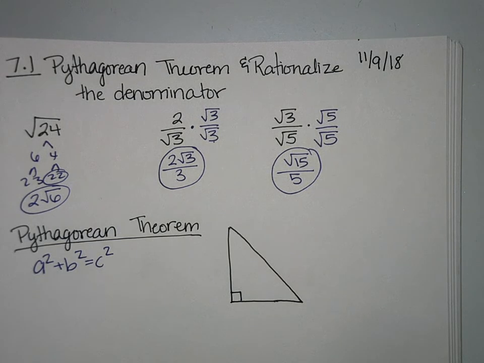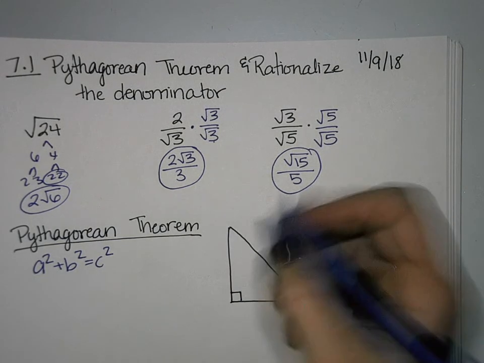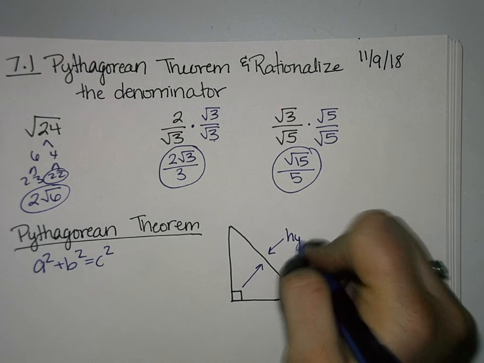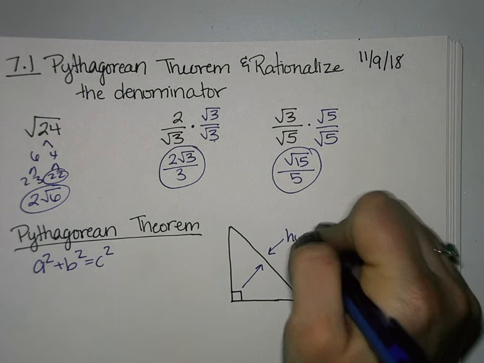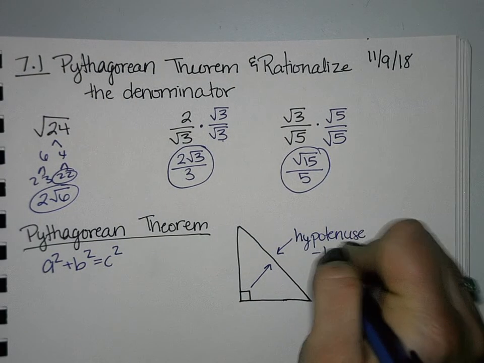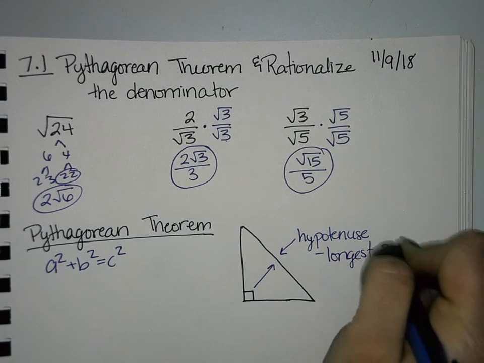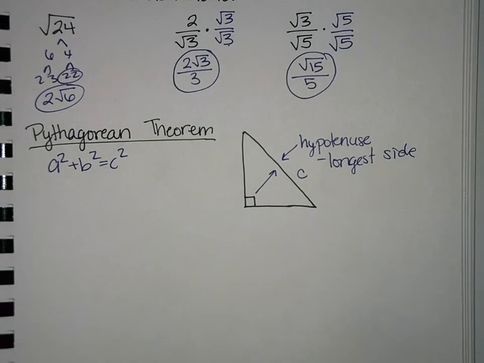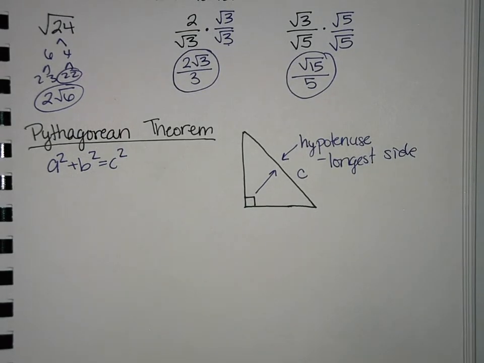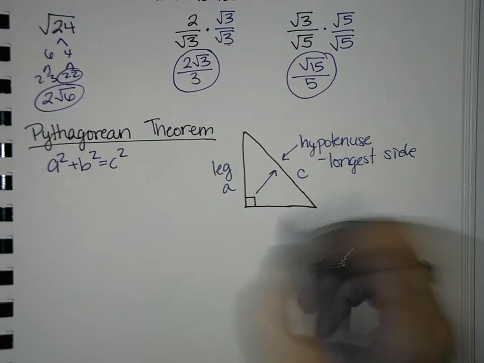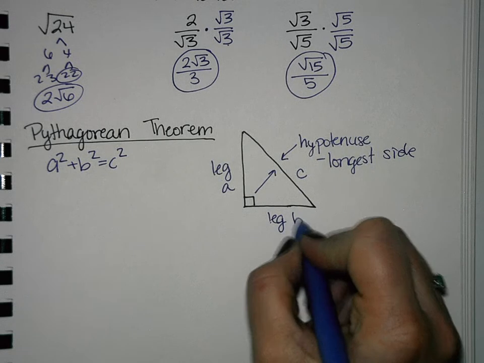Okay, which one's the hypotenuse? The one diagonally across from the right angle. It's across from the right angle. It's called the hypotenuse. I also heard someone say it's the longest side. It's also known as C in the Pythagorean theorem. What's A? It's one of the legs. And what's B? The other leg.